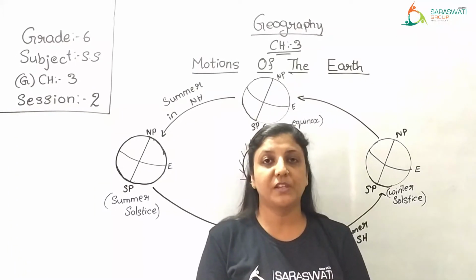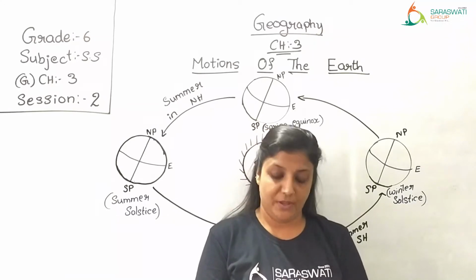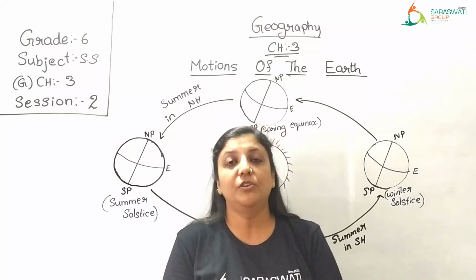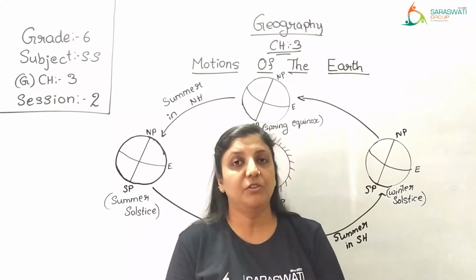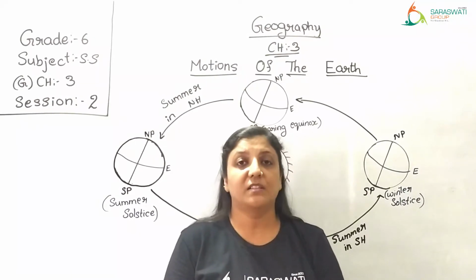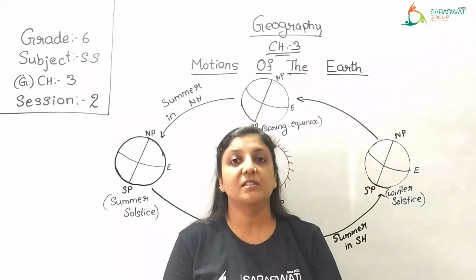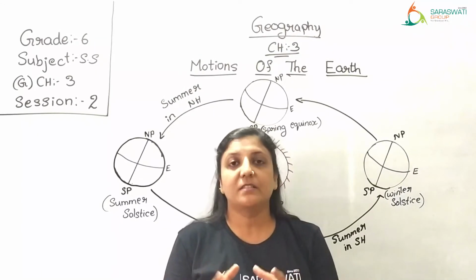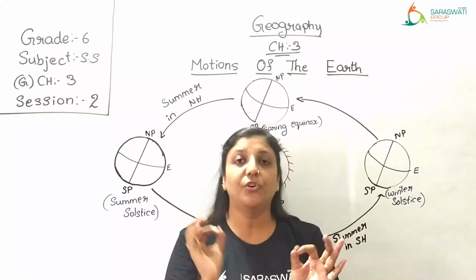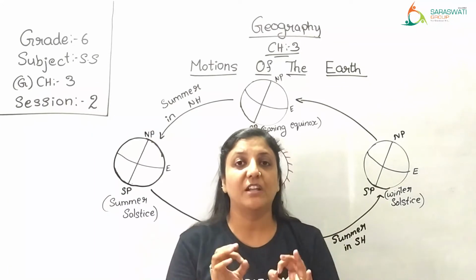Then the occurrence of seasons, how the season changes, is all because of that. Now, as I told you, to complete one revolution, it takes 365 days and 6 hours. So what did I tell you regarding these 6 hours? Yes, we accumulate these 6 hours for 4 years. That is 6 hours into 4 years. It will become 24 hours. 6 into 4 is 24.